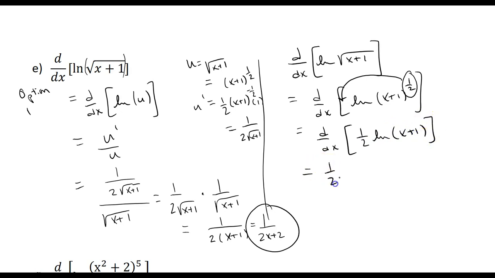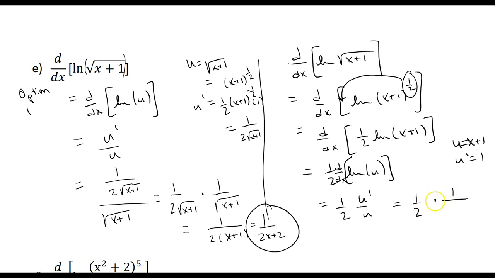I could bring the 1/2 out and make this the derivative with respect to x of the natural log of u. And in this case, my u would just need to be x plus 1, which means u prime is 1, the derivative of x. So this is 1/2 times u prime over u, which is 1/2 times 1 over x plus 1, or 1 over 2x plus 2. And it's up to you which one you think is easier.